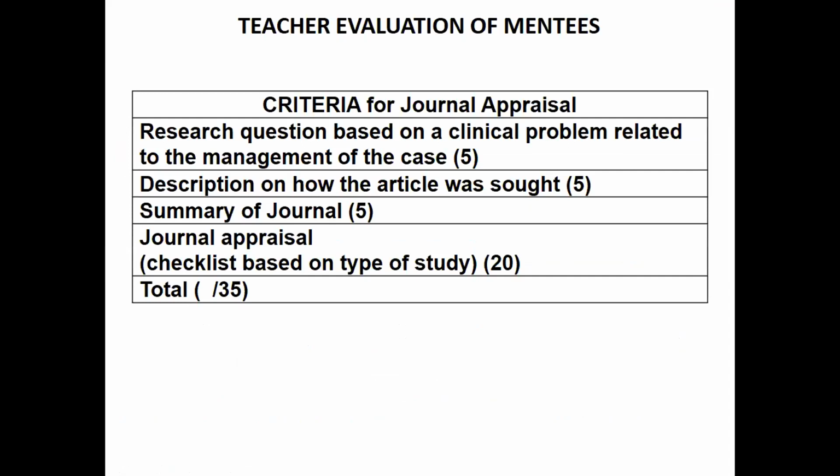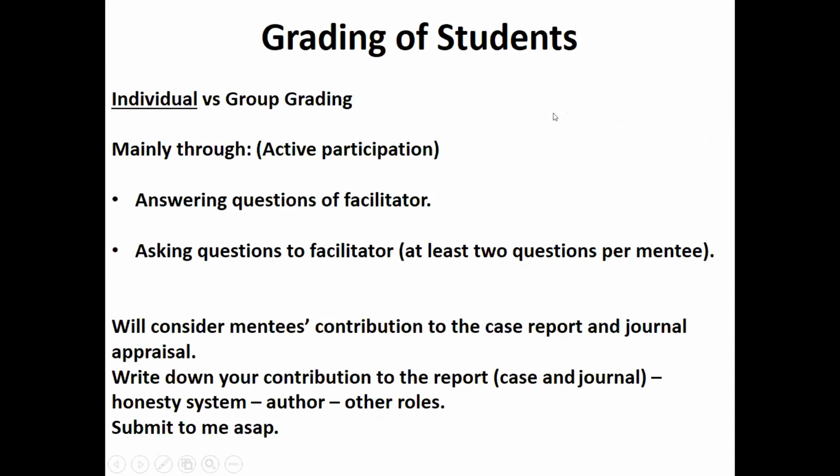So criteria of journal appraisal, I hope you have gotten a copy of this as a guide for you. Okay. So research question based on the clinical problems that you identified. Okay, describe how the article was sought. Okay, summary of the journal and journal appraisal. Okay. And then for the grading, I will do individual grading rather than group grading. So, but the difference is probably will come out during the active participation part. Okay. So you'll be answering some of my questions, and then you can ask questions to me. Okay, so just to show that you are actively participating. Okay.